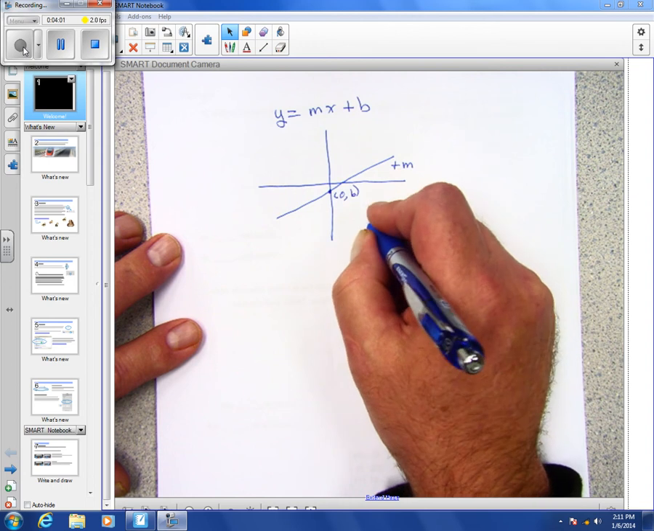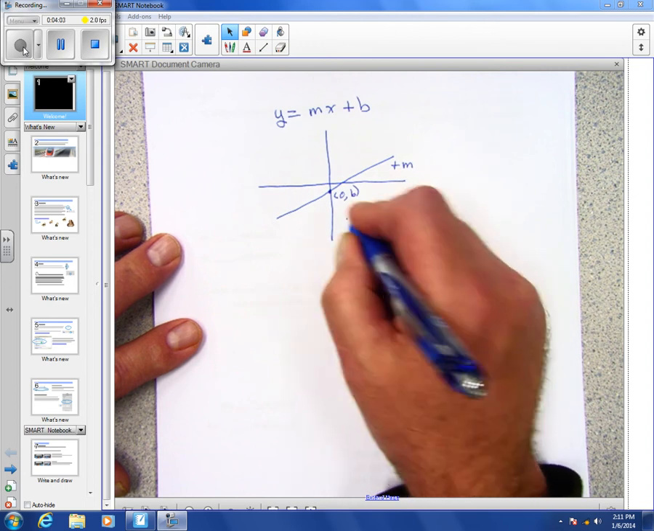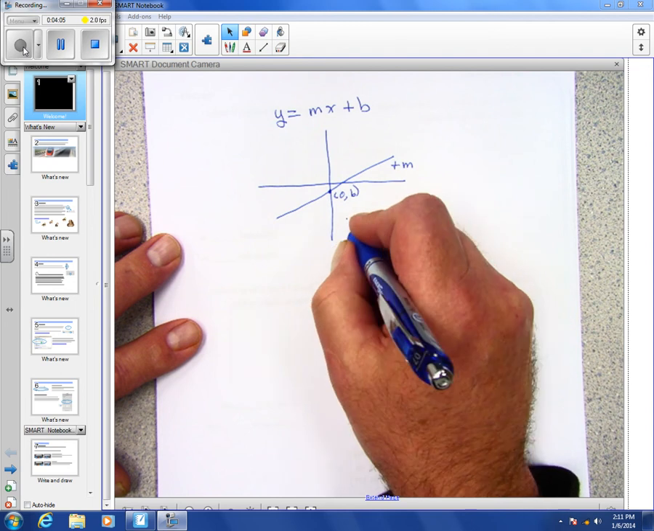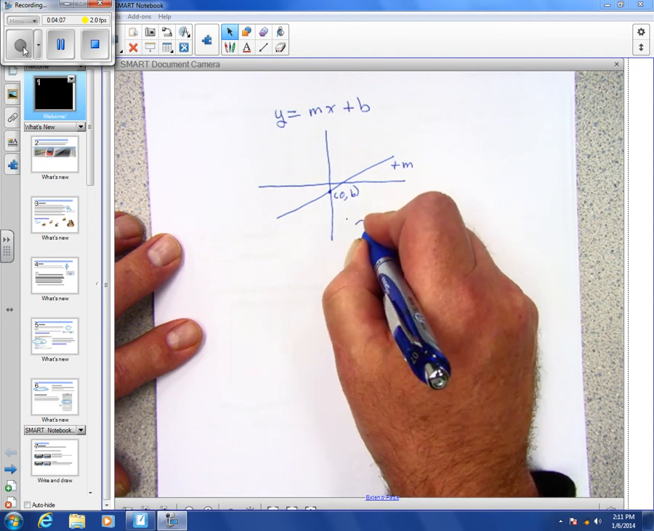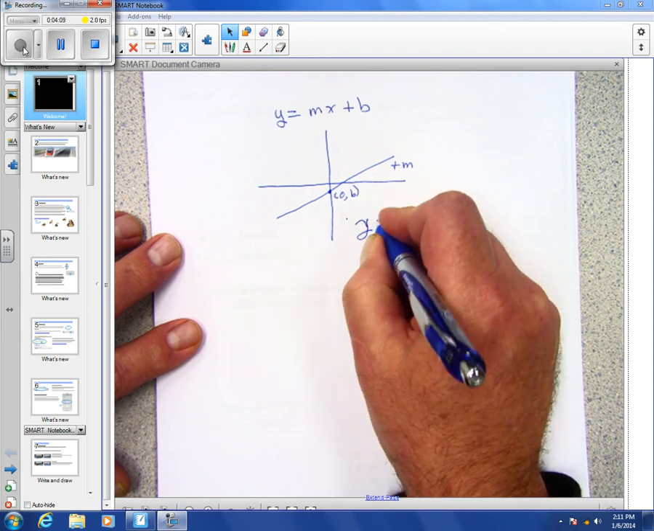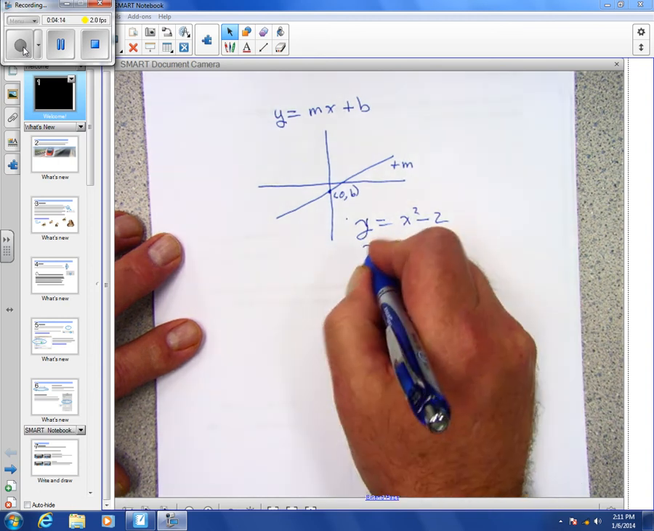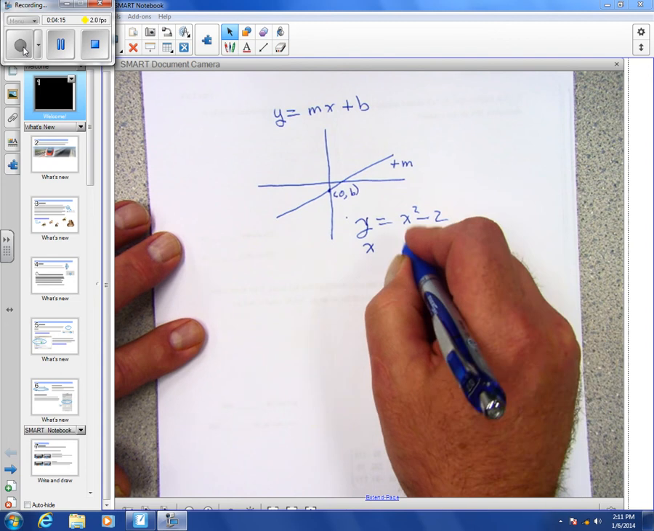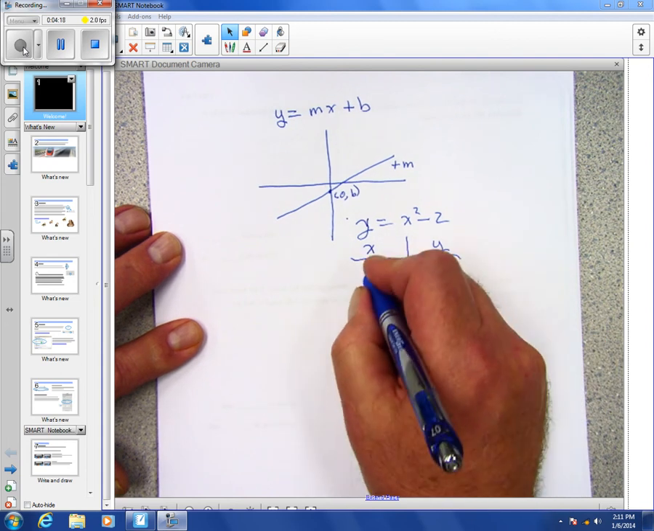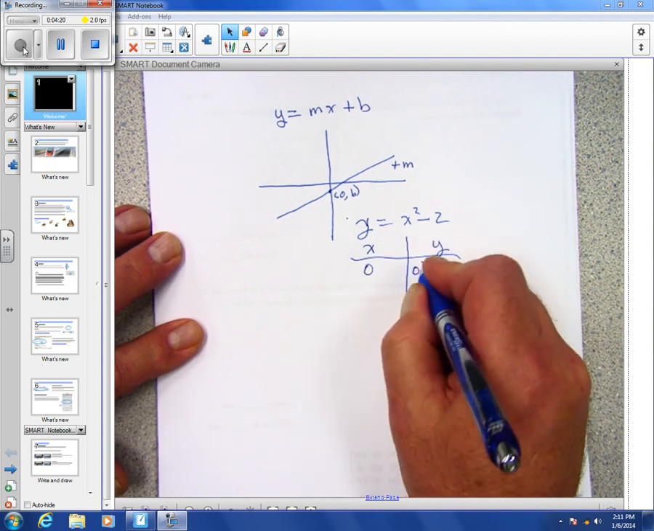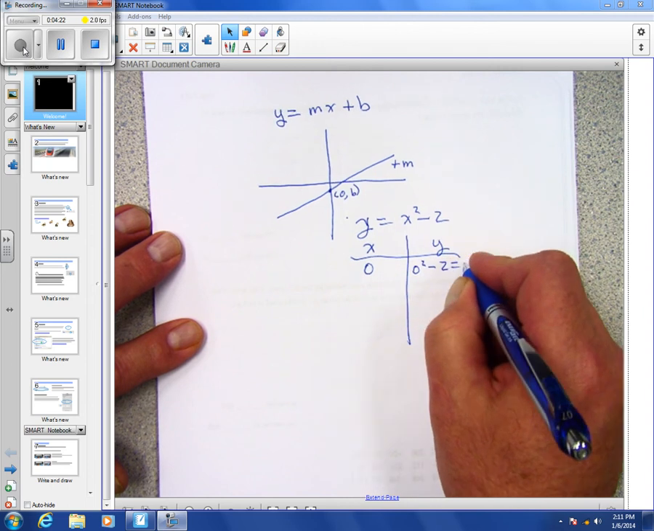One of the things that we do in this textbook is, given a rule, you're asked to fill out a table for it. For example, if you say y equals x squared minus 2, then they might give you an xy table. If we put in a few points, if we let x equal 0, this will be 0 squared minus 2, so you get negative 2.